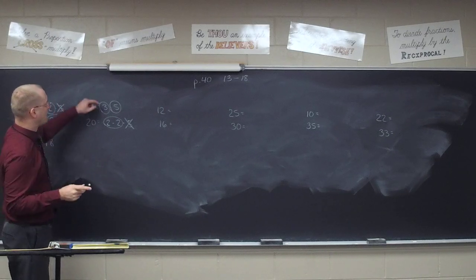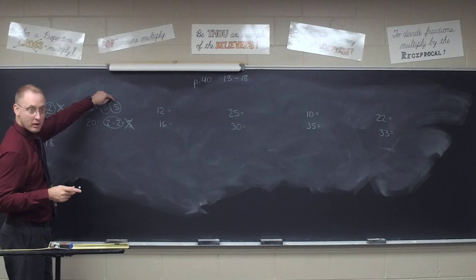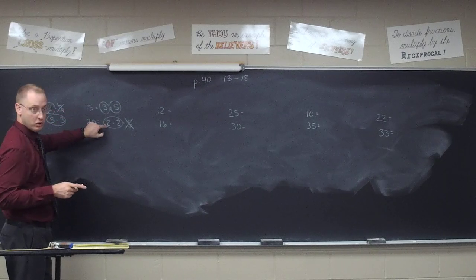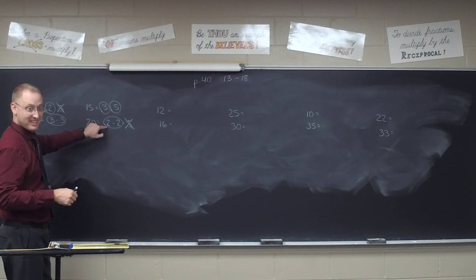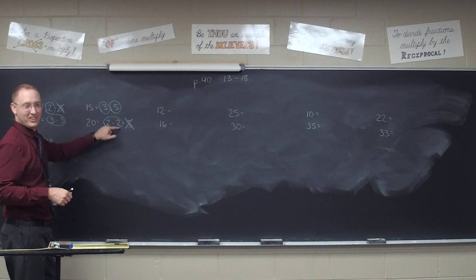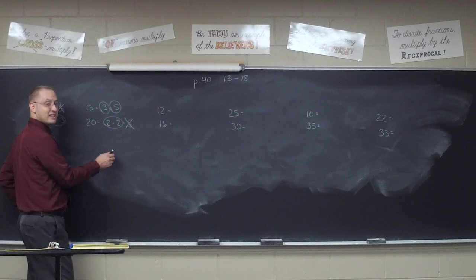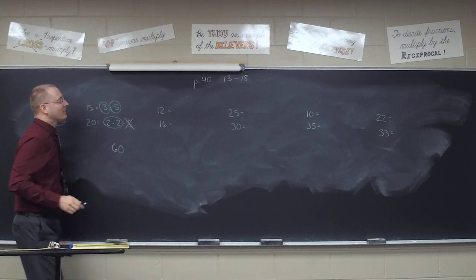Okay, well, let's do it now real quick. What's 3 times 5? 15. Times 2. 30 times 2, 60. There we go. Look at the next one.